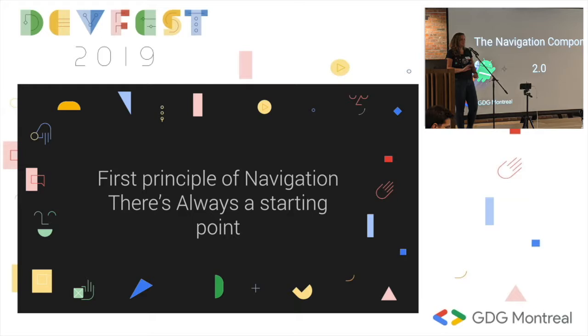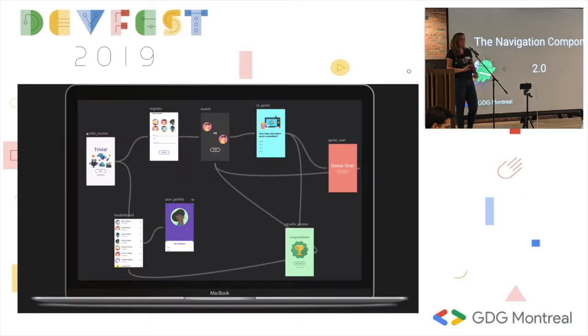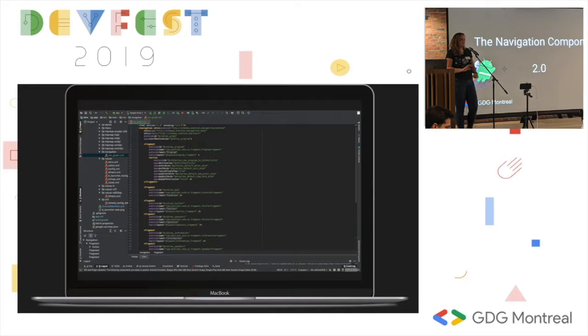So what is the first principle of navigation? It's super simple. You have an entry point. And with a graph, you can see how easy this is: the entry point of the application, and after that, all the screens that lead to other screens. And if you click back on this one, it will close the application. So it's simplified a little bit. And if you didn't understand, they create a graph.